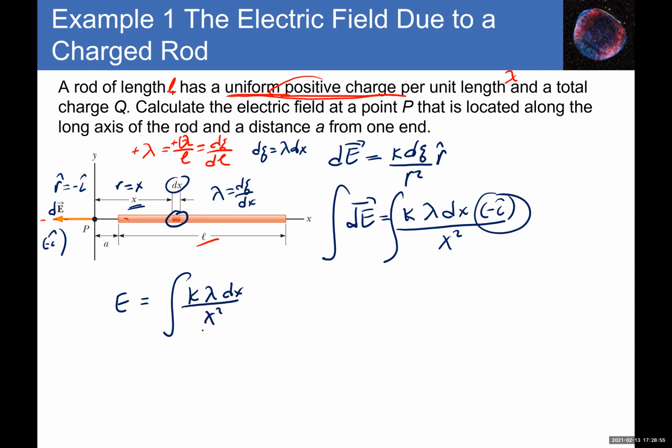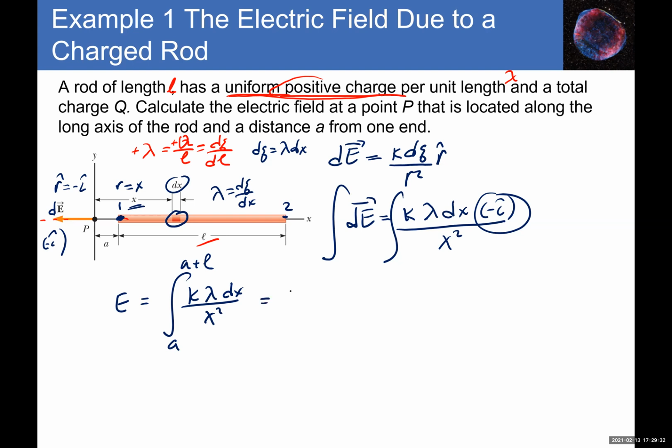Then what do I want to integrate with respect to? I want to integrate along the rod from this point, let's say point 1, to point 2, which is the entire rod. How far away is point 1 from point P? Point 1 is a distance A from point P. How far away is point 2 from point P? It is a distance of A plus L. That's how far away point 2 is from my point of interest, point P.